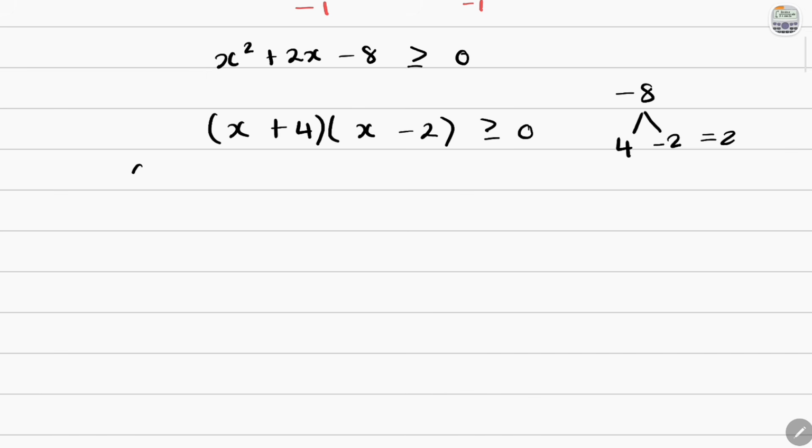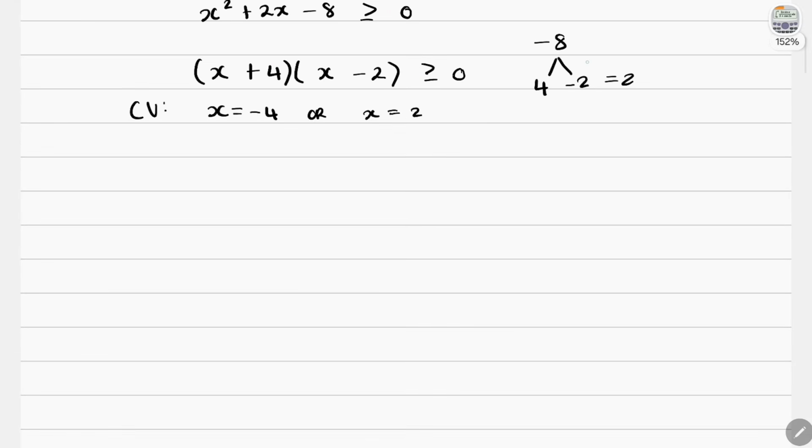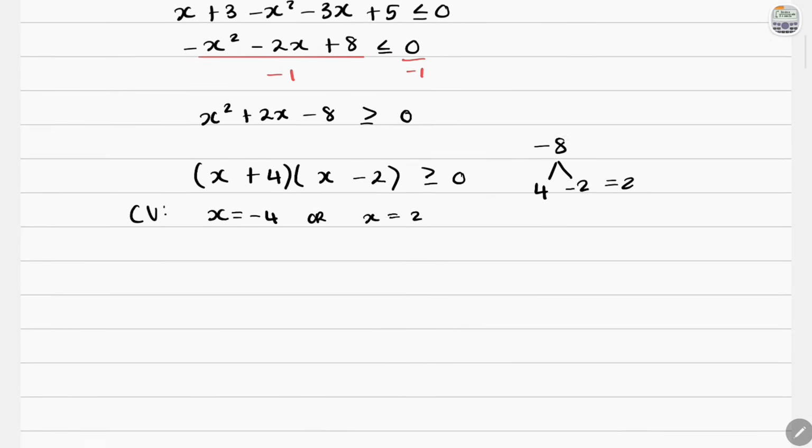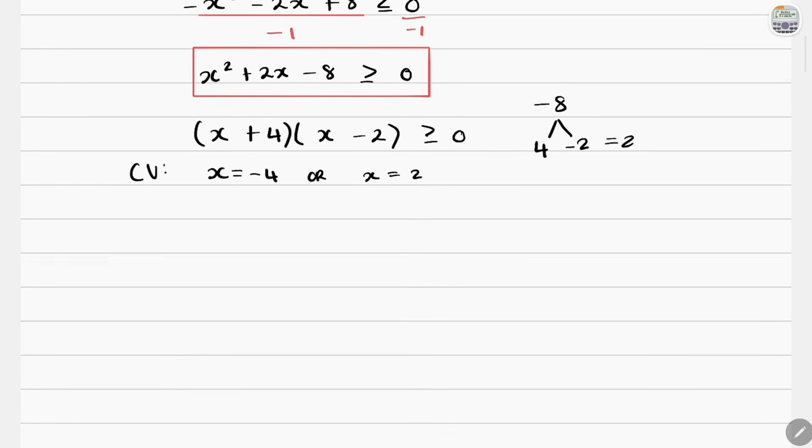Okay, so now let's get our critical values. We get our critical values by equating this to 0. So if you did that, x would simply be equal to negative 4, or x would be equal to positive 2. Okay, and now we can solve for the inequality. To solve for this inequality, you are just going to focus on this part. See, once you simplified it, okay, and one hand side is equal to 0, we can just focus on that.